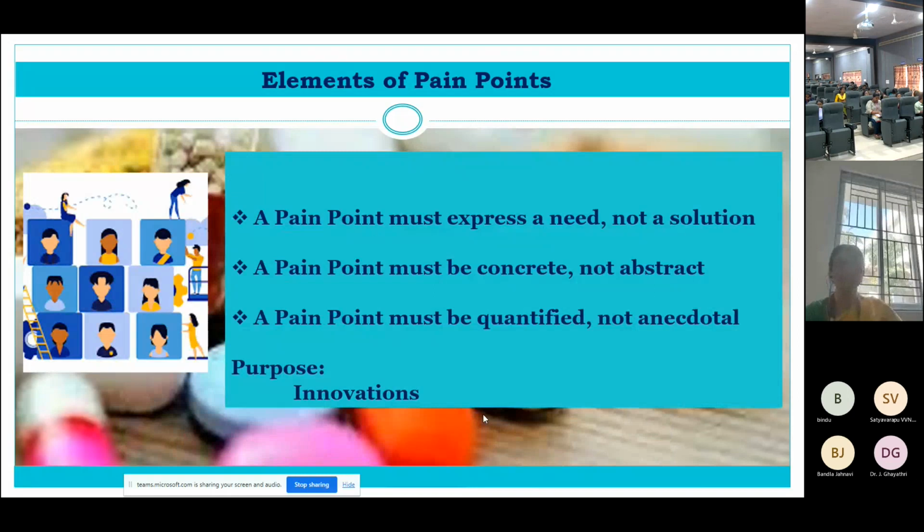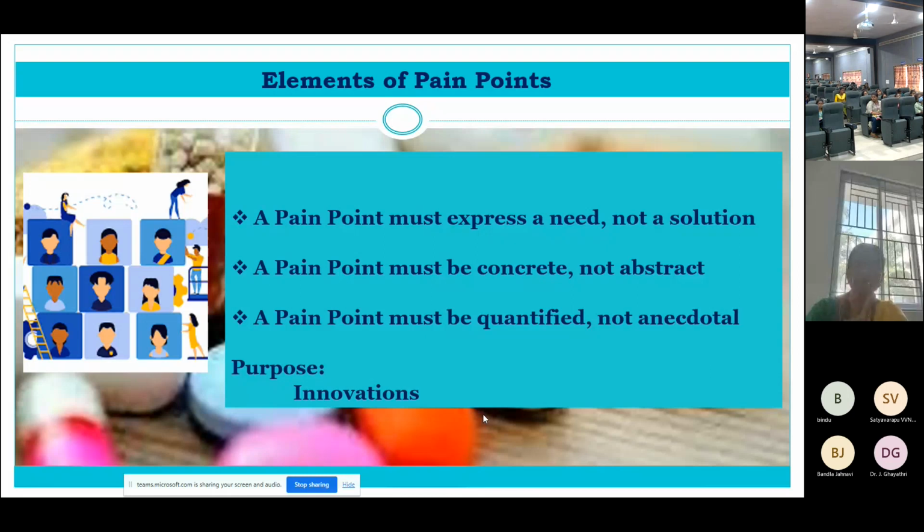So the key elements of the pain points. Pain points is nothing but problems. When you go for a solution, it means you feel pain on that issue. Then only you will try to find out a solution for that problem. So first you have to find out the pain point. So in that pain point, what are the elements? That should express a need, not a solution. So this is very much important. You should know it should express a need, not a solution.